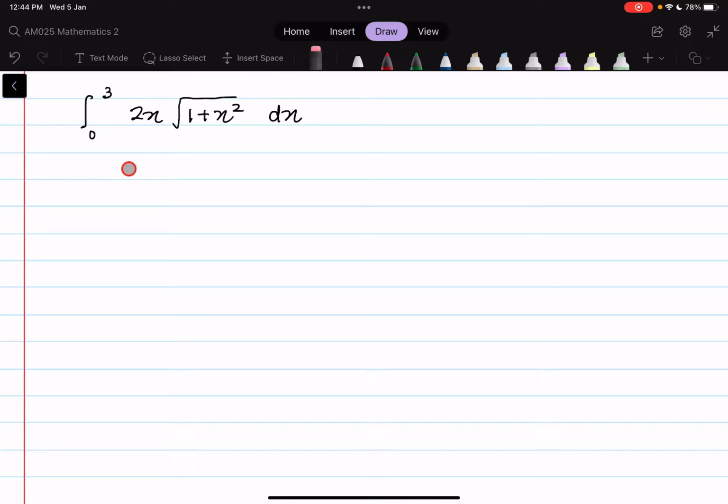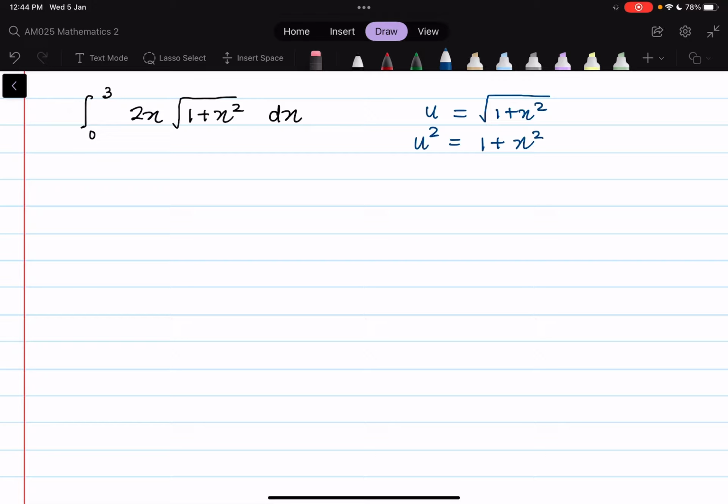Find the value of the definite integral from 0 to 3 of 2x times square root of 1 plus x squared using the substitution method. So let us denote our u as the square root of 1 plus x squared. Just before we differentiate, let us square both sides first. So u squared equals 1 plus x squared.